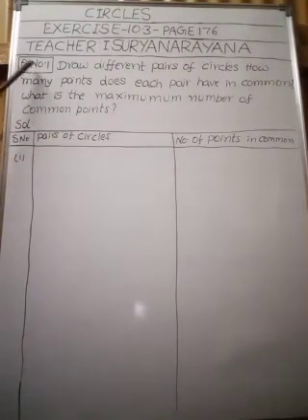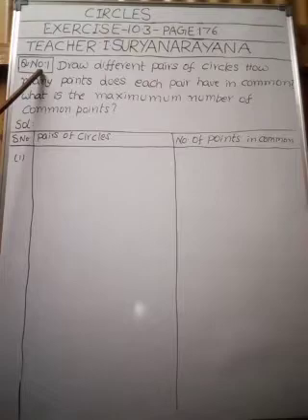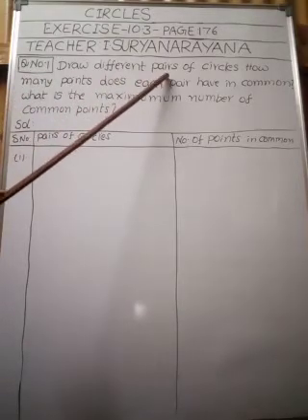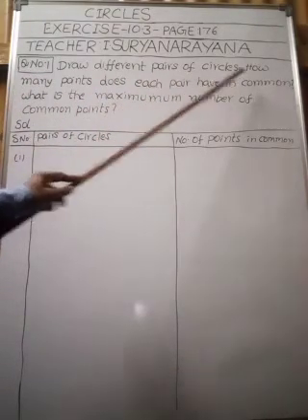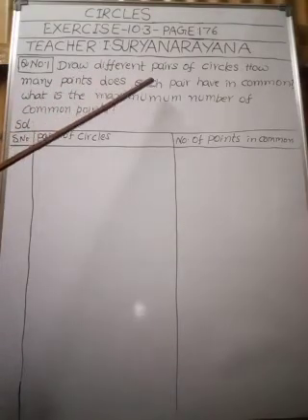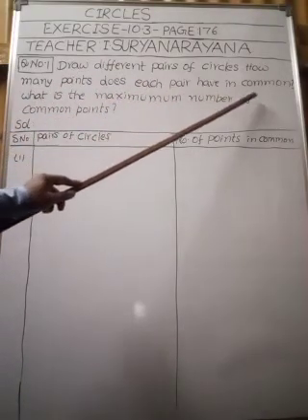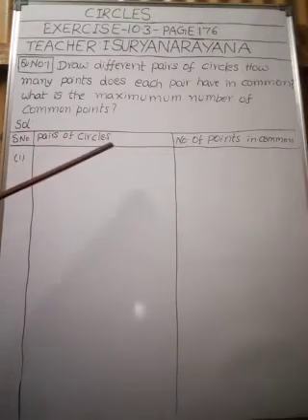Okay, my children. See the first question, question number 1. Draw different pairs of circles. How many points does each pair have in common? Understood this question, my children? Right. What is the maximum number of common points? Okay, come to the solution part.